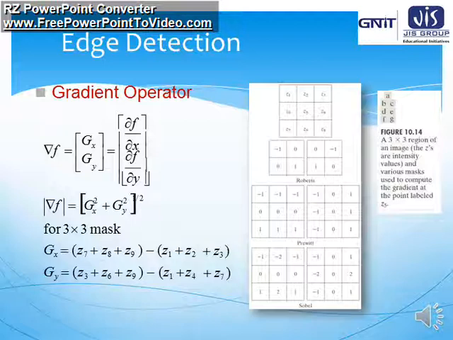Similarly for the column wise Sobel mask, the first column should be -1, -2, -1, the middle will be filled with 0 and then 1, 2, 1. So if we want the values of gx and gy from here, gx equals z7 plus z8 plus z9 minus z1 plus z2 plus z3, whereas gy equals z3 plus z6 plus z9 minus z1 plus z4 plus z7.